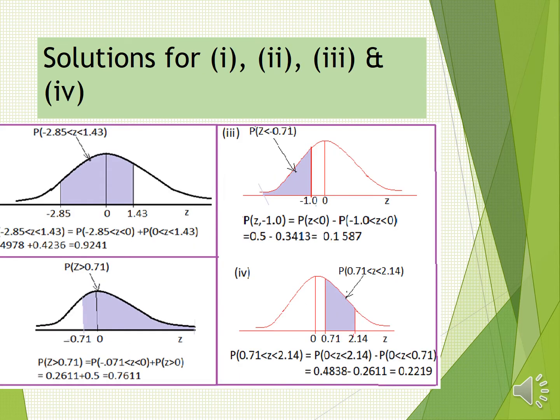So our solutions for 1, 2, 3, and 4, it's important that you draw the graph. That graph does not touch the z-axis. It tends to touch it, but does not touch it, so it is asymptotic to the z-axis, or the horizontal axis. So the shaded area is between negative 2.85 and positive 1.43.